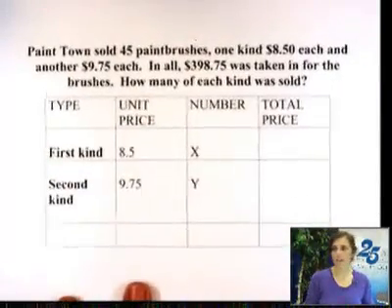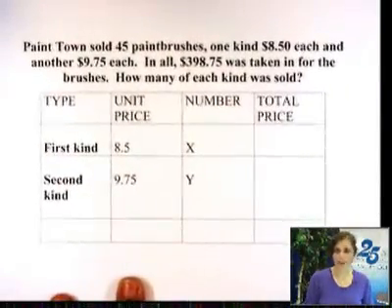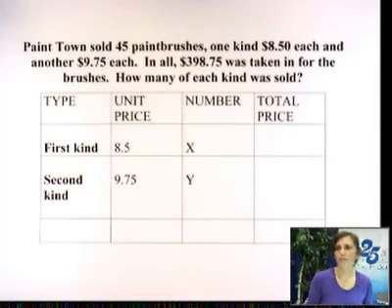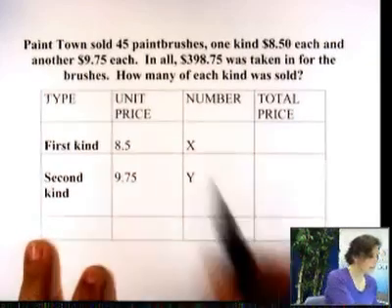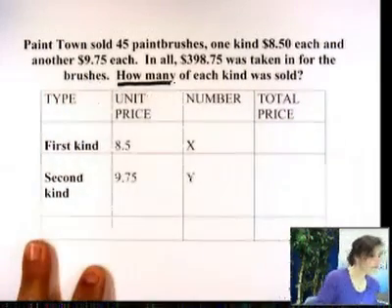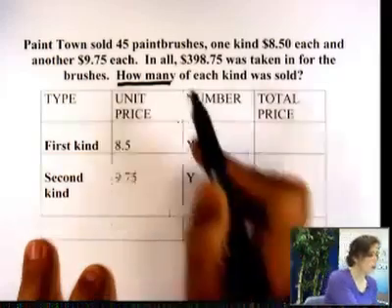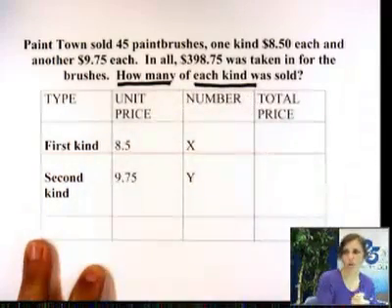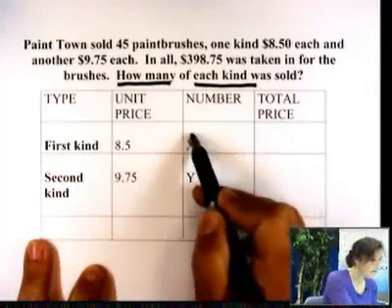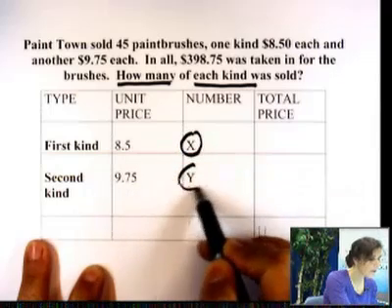Okay, so let's look at this problem. Painttown sold 45 paintbrushes. One kind is $8.50 each, and the other kind $9.75 each. In all, $398.75 was taken in for brushes. How many of each kind was sold? So the question actually gives away what we are looking for. How many of each kind? We are talking about two kinds. So here is my X and here is my Y.